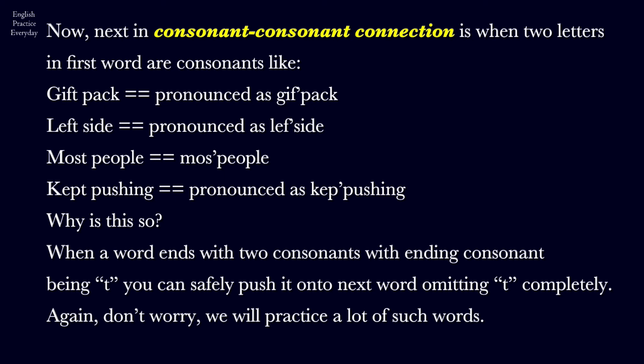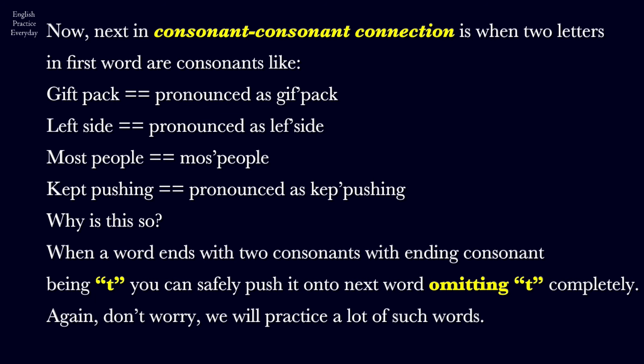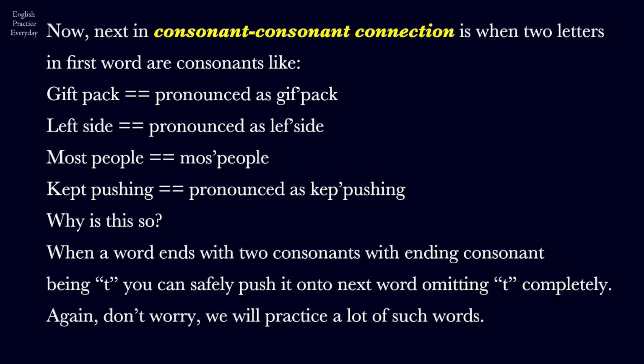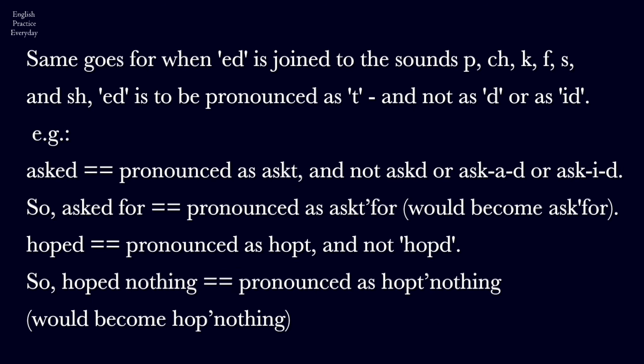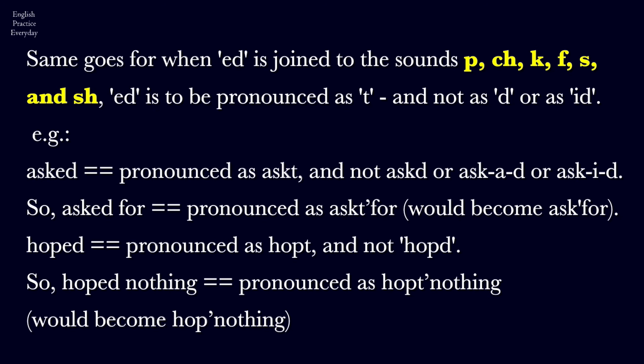Why is this so? When a word ends with two consonants, with the ending consonant being t or d, you can safely push it onto the next word, omitting the t or d completely. Again, don't worry, we will practice a lot of such words. Same goes for when ed is joined to the sounds p, ch, k, f, s, and sh. Ed is to be pronounced as t, and not as d or as id.